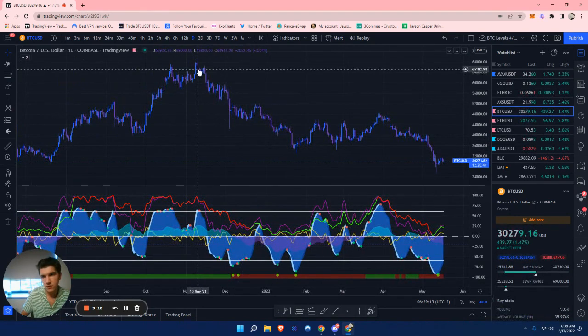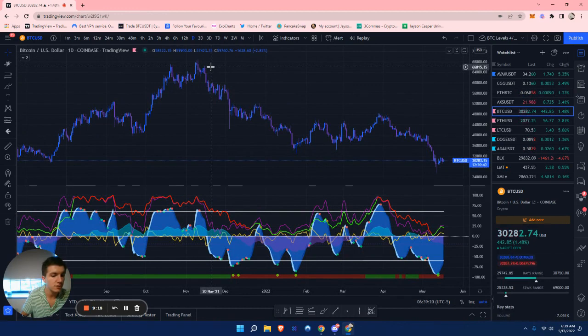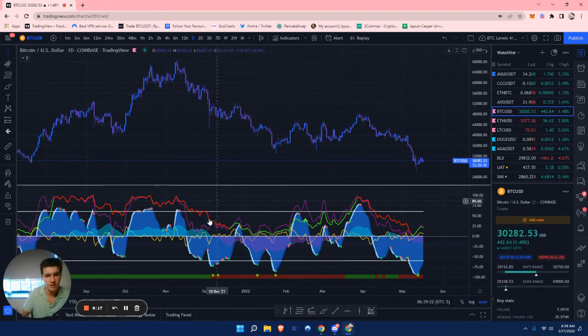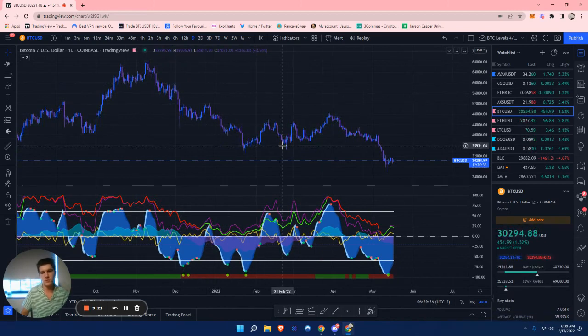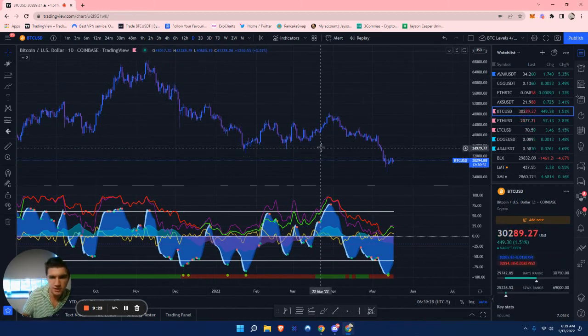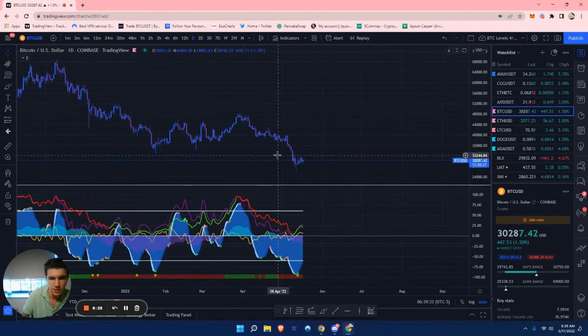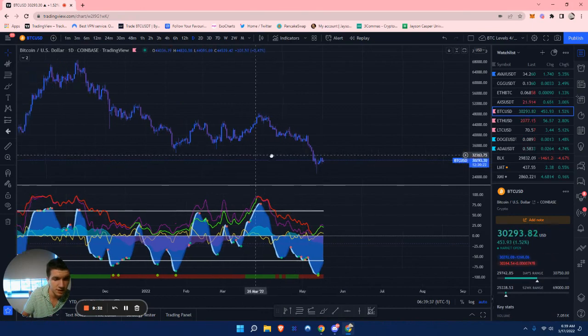As you can see from the local top back in mid-November to end of December, we did get that money flow crossover on the daily. This did lead to a downtrend for quite some time. We did end up getting a little bit of a relief rally once we got this positive money flow crossover, but now we're in a downtrend once that money flow crossover happened to be negative.